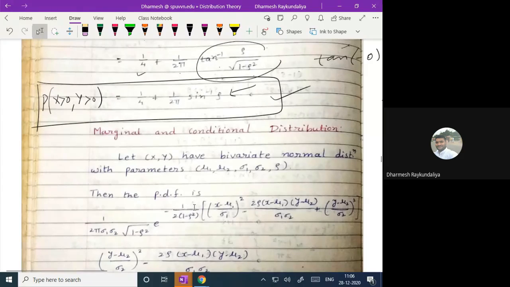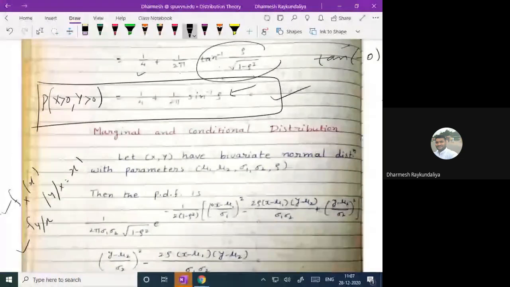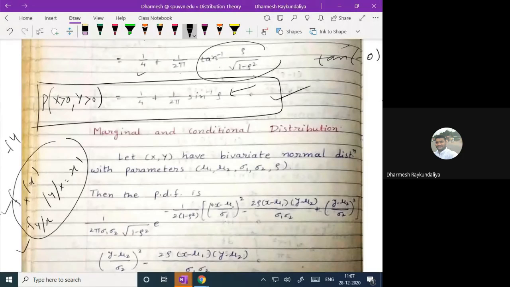Further, we will try to find out the conditional distribution of y given x. That means we wish to find the marginal distribution of x, and we will also find the conditional distribution of y given x, and we will show that it is also normal. Marginal is normal and conditional is also normal. For homework, you have to find f of y and f of x given y equal to y. It is very simple.